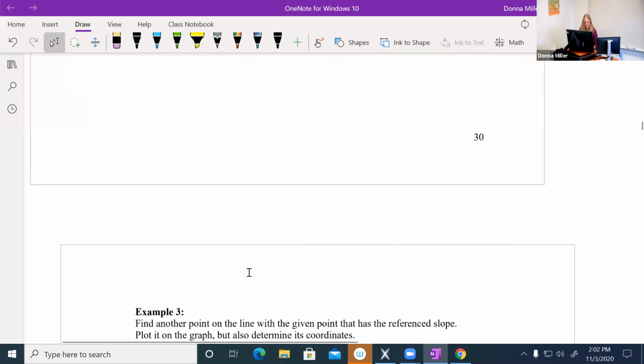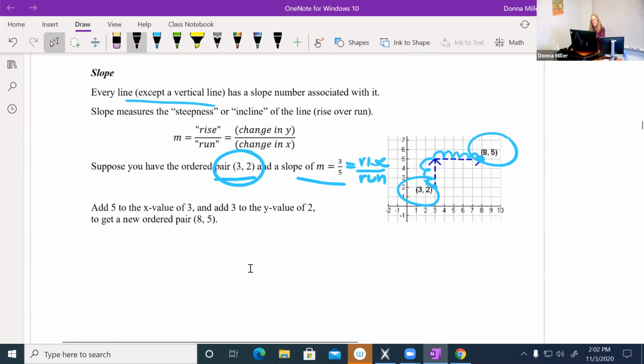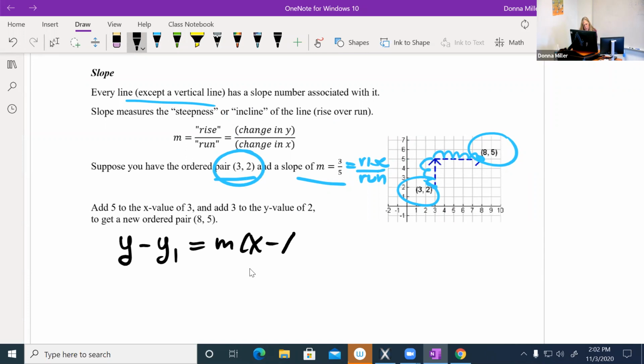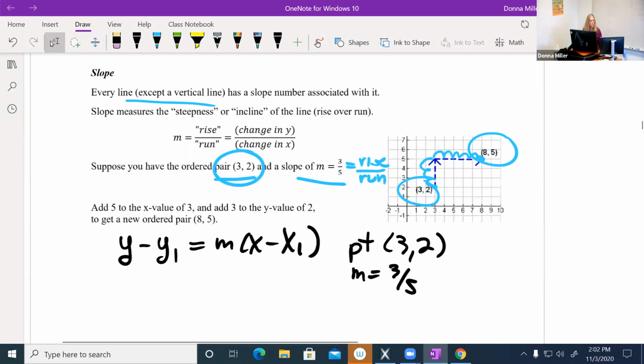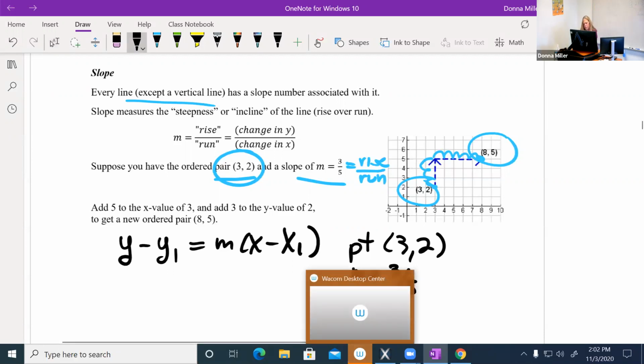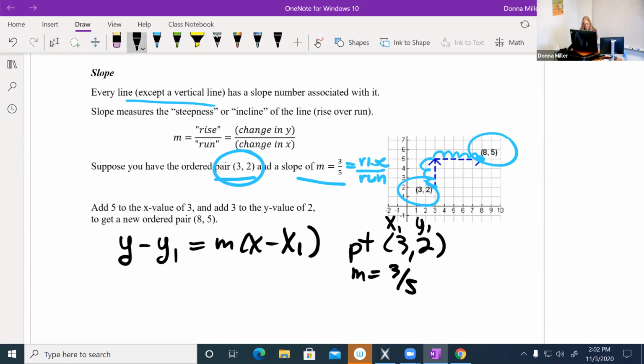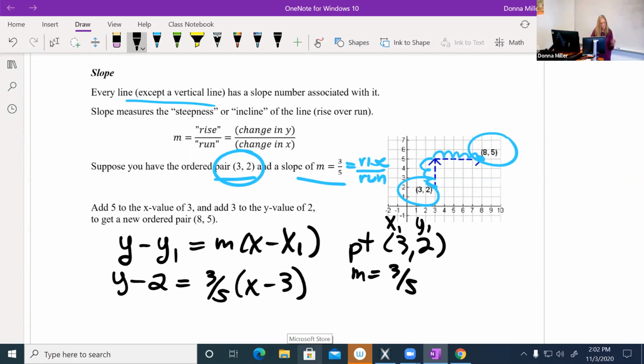Well, let me show you a couple things. I'm going to expand on this a little bit. First of all, there was point slope form. If you're a point slope form fan, I don't need any more information. I have a point, 3, 2, and I have a slope of 3/5. I can just plug that into the equation they gave me. So this is x1 and y1. So I do y minus 2 equals the m, 3/5, times x minus 3. This is the equation of the line.